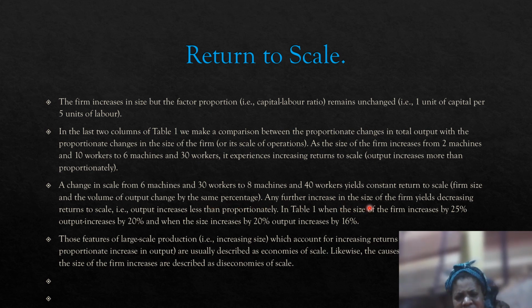Any further increase in the size of firm yields decreasing return to scale. That is, output increases less than proportionately. In table 1, when the size of the firm increases by 25%, output increases by 20%. And when the size of the firm increases by 20%, output increases by 16%. Which is not too good.